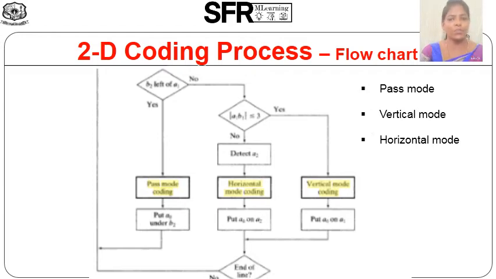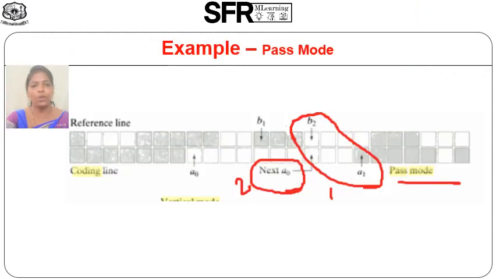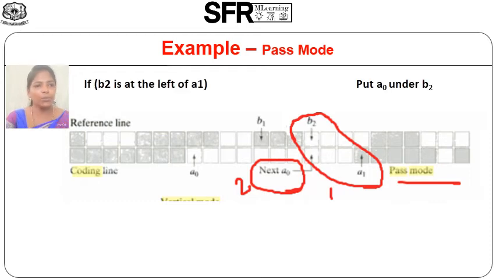So in this flowchart you can see we have some conditions. Let me show them with a particular example. This is for pass mode. If B2 is at the left of A1, then it comes under the pass mode. Look at this diagram: B2 is here, A1 is here, so B2 is at the left of A1. Yes, it's true, so it comes under the pass mode.